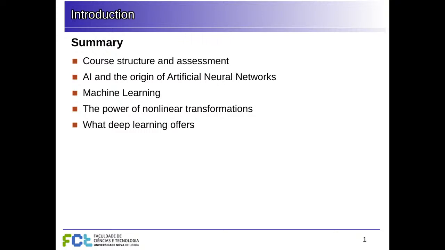So I'm going to talk a bit about the history of artificial neural networks and AI in general, how this fits with machine learning, and focus on one important aspect, which is this power of nonlinear transformations. Those of you who had machine learning last semester already have an idea of this, but we're going to review this, and I'm going to tell you what deep learning can offer, especially when you are dealing with unstructured data, but more generally for solving machine learning problems.